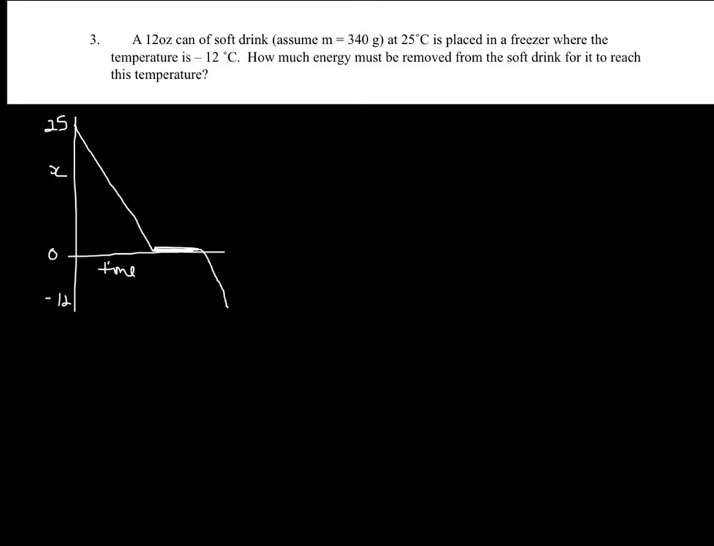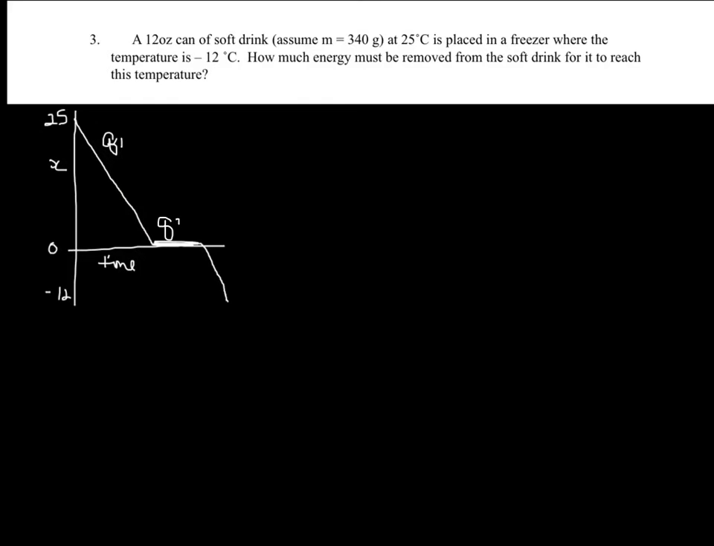Okay, first things first, we are going to look at the curve, and you should see 3 distinct regions on the graph, and that should tell you that you're going to have 3 separate problems you're going to solve for. So here we have Q1. I'm going to label Q1 the part of the graph that's going from 25 to 0. And I'm going to go ahead and label the plateau. I'm going to call that Q2. And then I'm going to call this bottom part Q3.